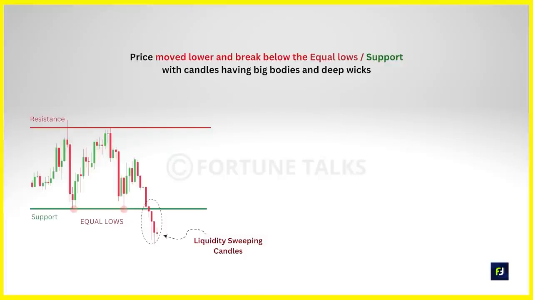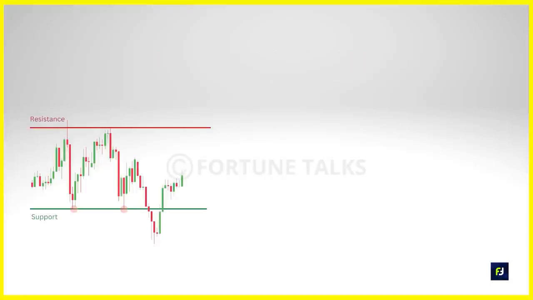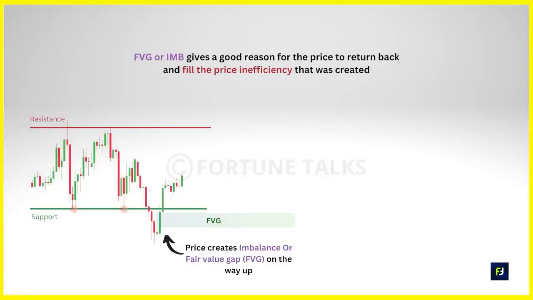And once the liquidity was absorbed, the price moved swiftly, creating imbalances or fair value gaps on the way up. These imbalance formations are very important. They give a reason for the price to return and fill the inefficiency that was created. To know more about fair value gaps or imbalances, you can watch my video on the same topic.